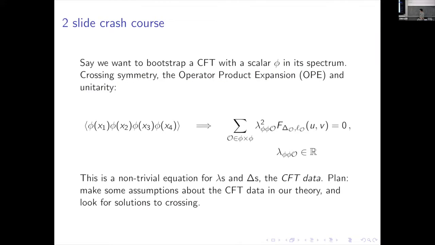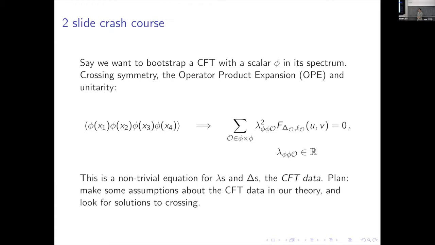In the numerical conformal bootstrap, we try to use conformal symmetry and general self-consistency conditions to constrain the possible values of CFT data. In the most basic example, if we have a CFT without any particular global symmetry, and it has some scalar operator phi in its spectrum, then we can take its 4-point function and impose crossing symmetry, where we can exchange any two x_i's between each other and it doesn't change the 4-point function.